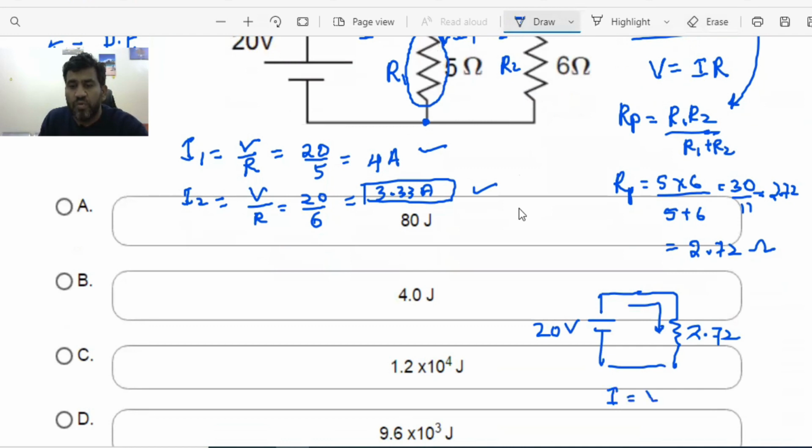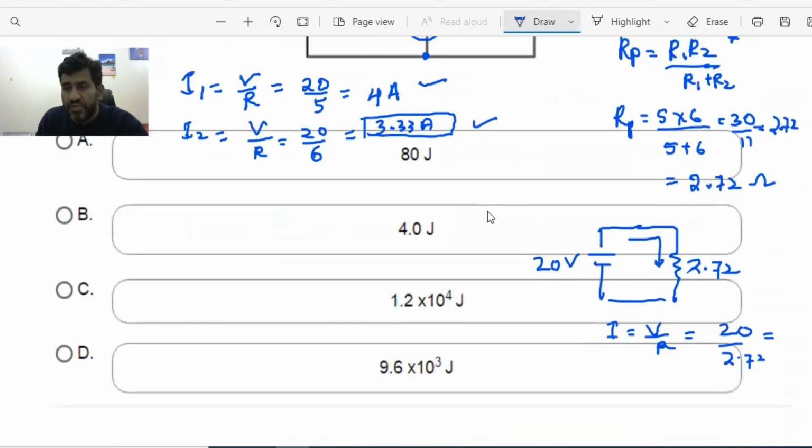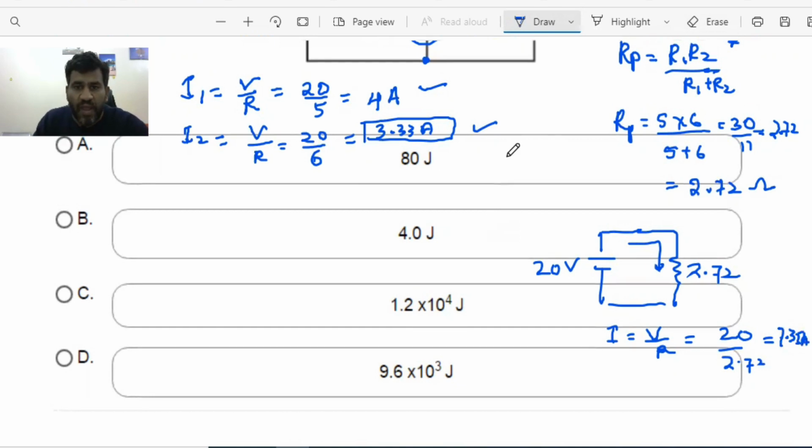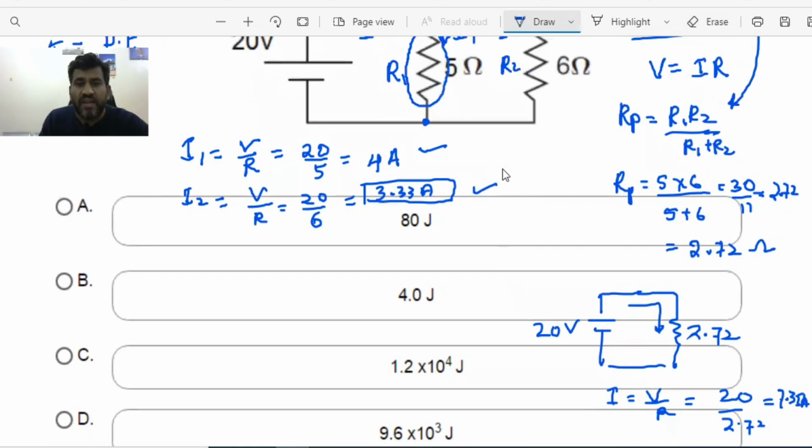I is equal to V by R. So V is 20 divided by 2.72. What value are we going to get? 20 divided by 2.72. We get the answer as approximately 7.35 amp. Same thing, if you add this 4 and 3.33, we get 7.33 amp, when you add together I1 plus I2.